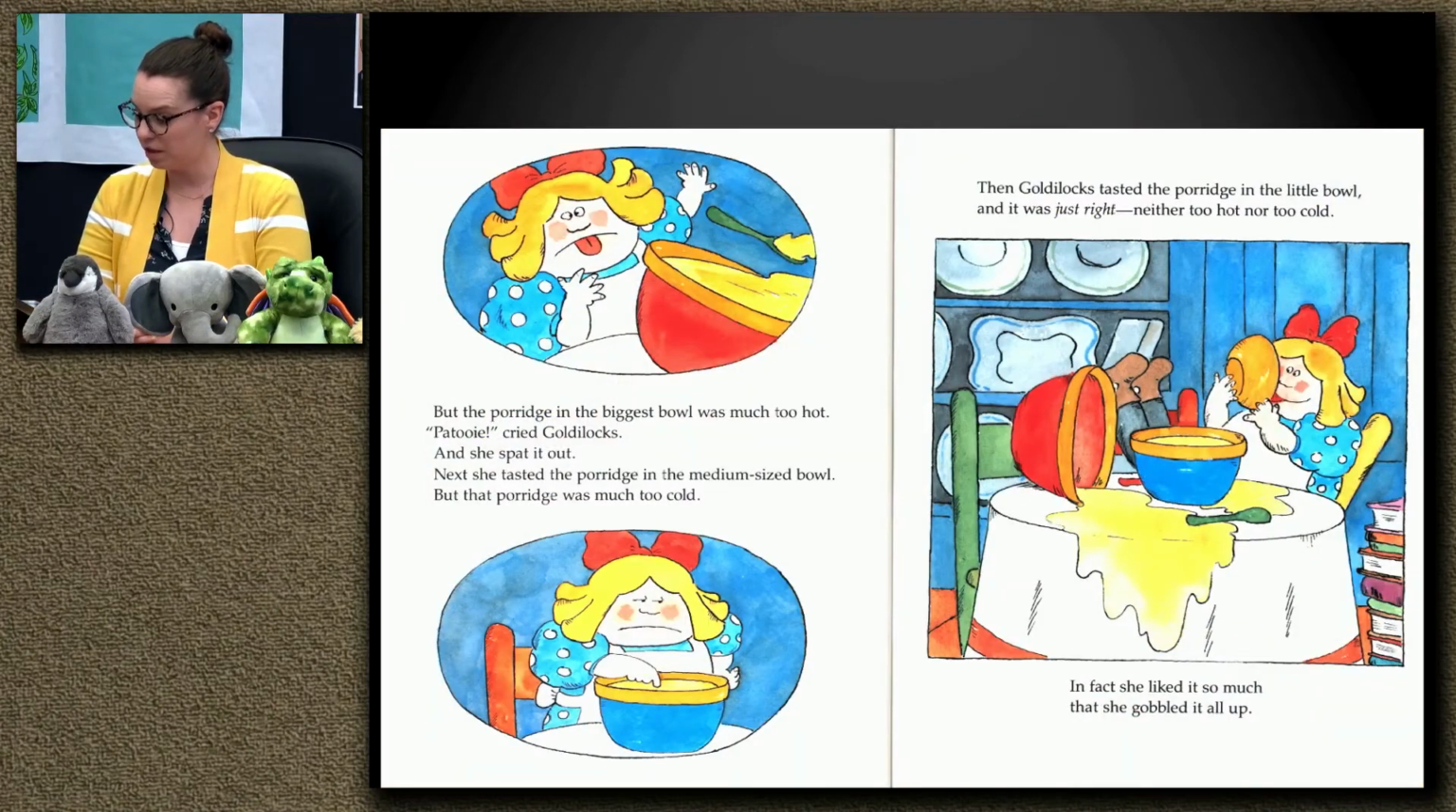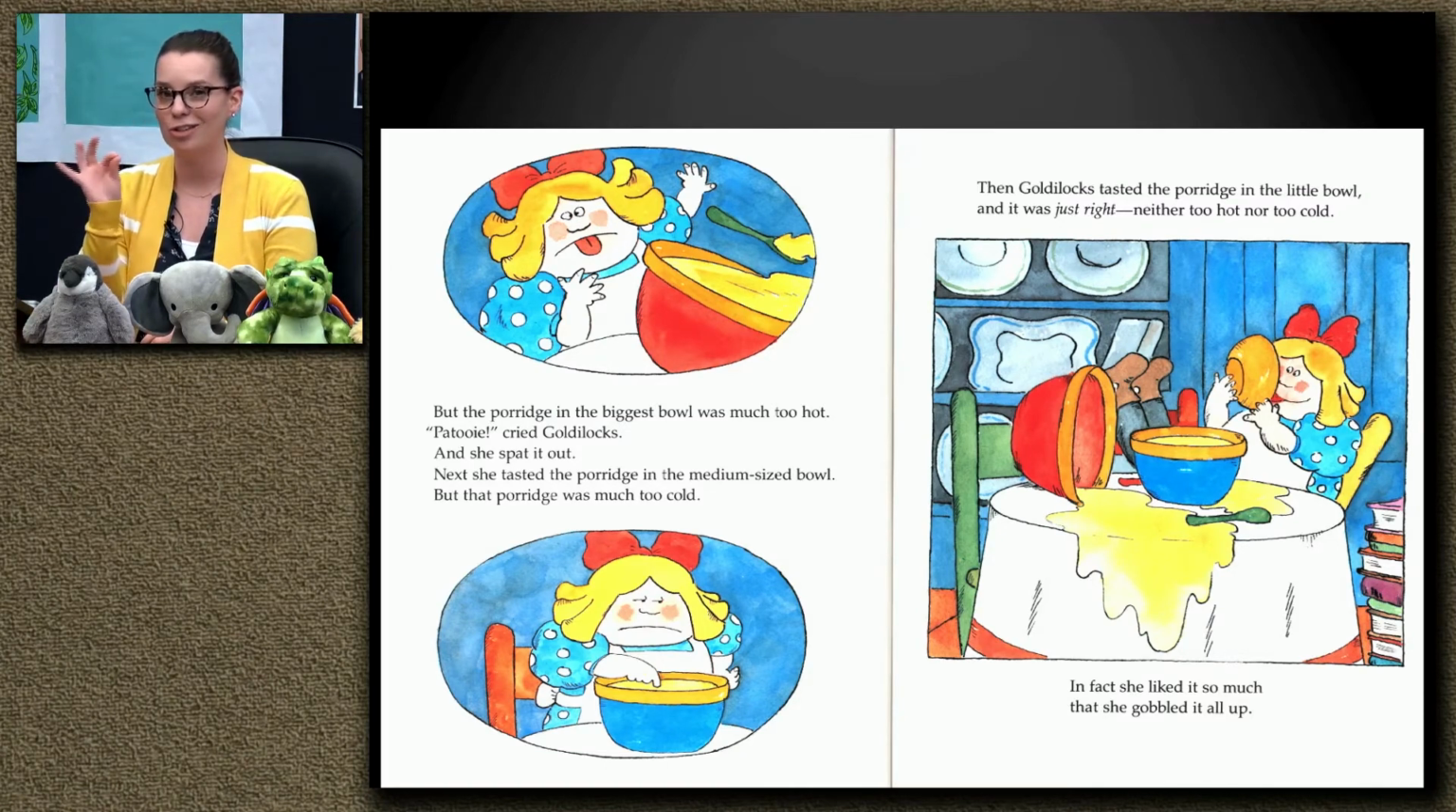But the porridge in the biggest bowl was much too hot. "Patooey!" cried Goldilocks, and she spat it out. Next, she tasted the porridge in the medium-sized bowl, but that porridge was much too cold. Then Goldilocks tasted the porridge in the little bowl, and that was just right. Neither too hot nor too cold. In fact, she liked it so much that she gobbled it all up.